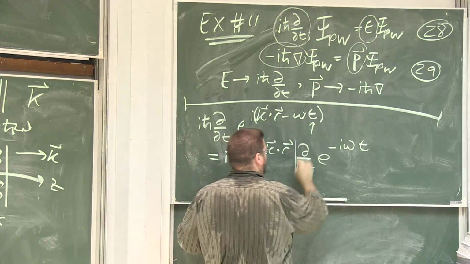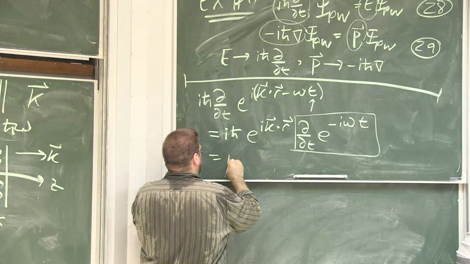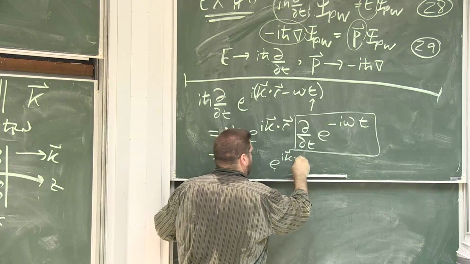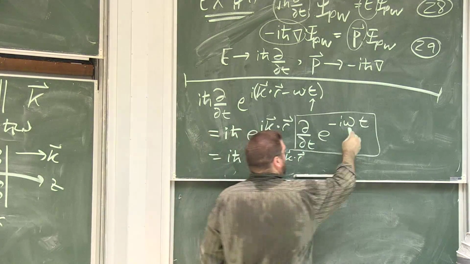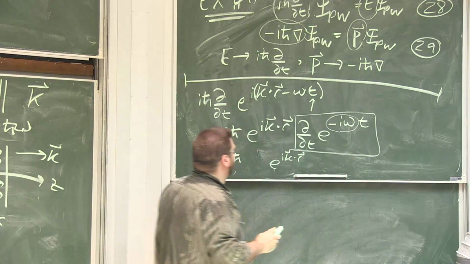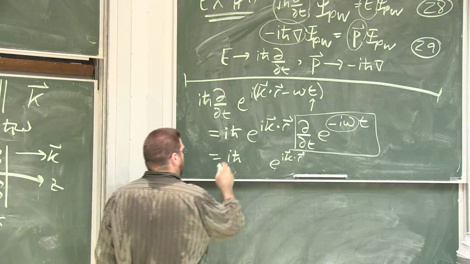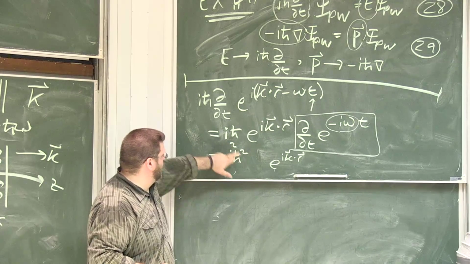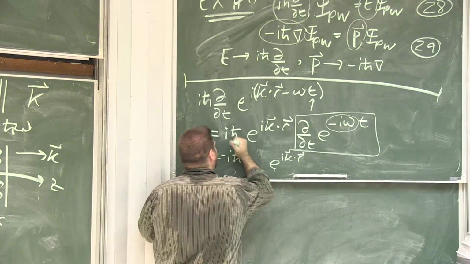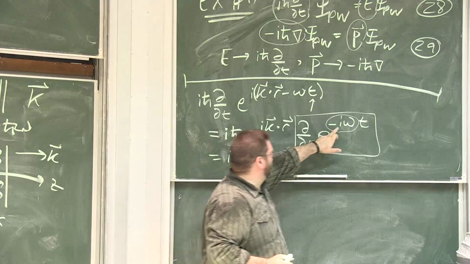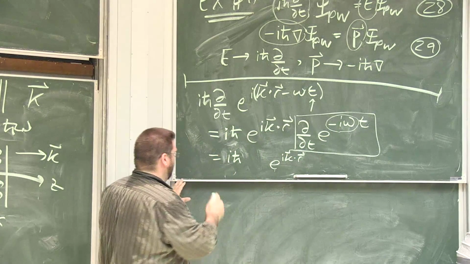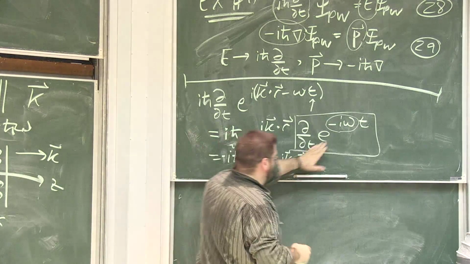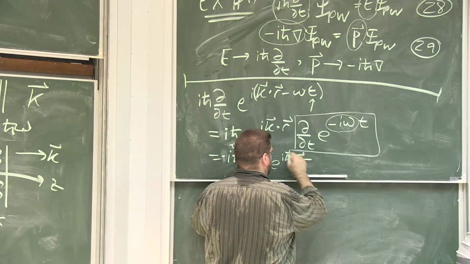And now we use the chain rule to differentiate this. When we differentiate with respect to time, what you pull out is a factor of minus i omega. Sorry, not minus i h bar, we pull out a factor of minus i omega. And then you're left with e to the minus i omega t again, which I might as well just shove back in the plane wave.